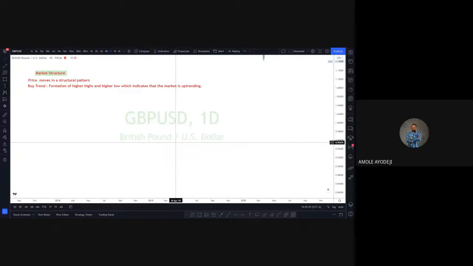In fact, when you understand this, you don't need any indicator to decide if the market is bullish or bearish. Once you open your chart like this, just a visual observation of the price action is enough for you to get an idea of what the market trend is. And now we are looking at the buy trend. We said a buy trend is the formation of higher highs and then higher lows, which indicates that the market is uptrending. What do I mean by this?